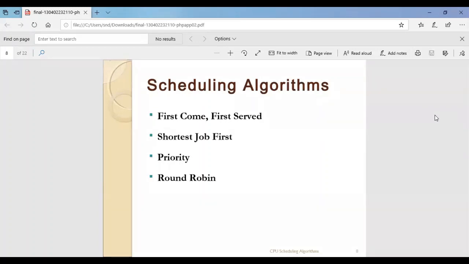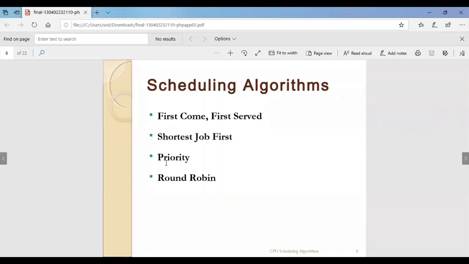Here, arrival time is considered. The second one is shortest job first. What is shortest job first? The process whose execution time is smaller will get the processor for execution. That is shortest job first.